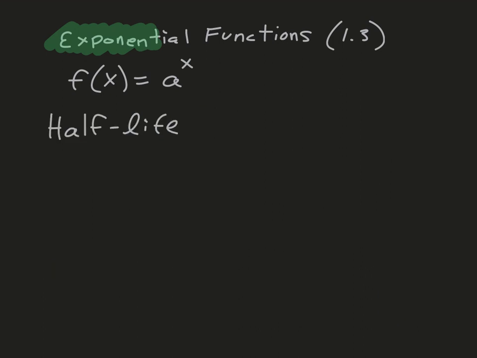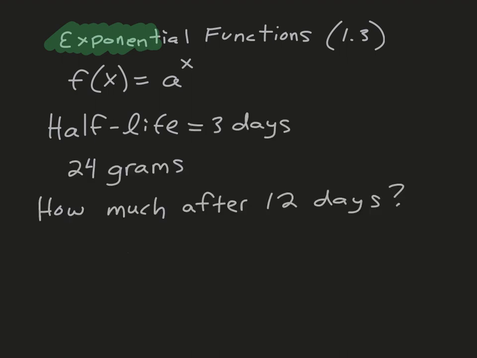Now, let's take a look at half-lives. This is one of the most common applications of exponential word problems. A half-life is the amount of time it takes for half of a substance to change from its original radioactive state to a non-radioactive state by emitting energy in the form of radiation. So, for example, let's say we have a half-life of 3 days, there's 24 grams of whatever this substance is, and we want to know how much we have after 12 days.